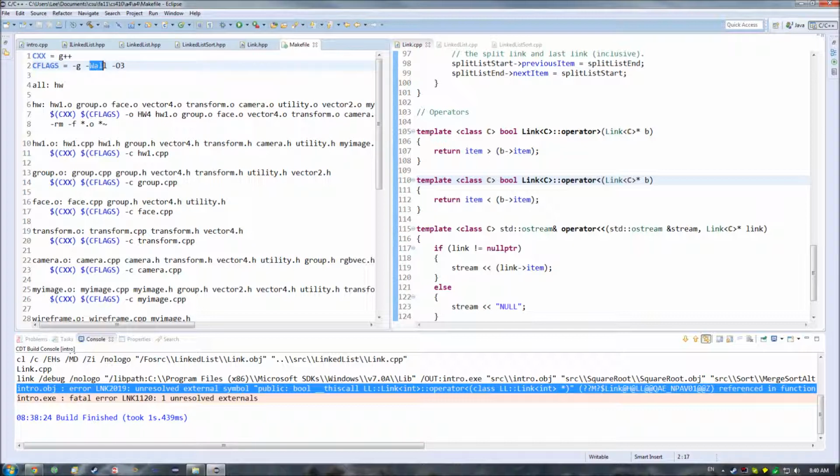So things such as O3 is for optimization, Wall happens to be for basically outputting every single possible error, even those that are just warnings, so that you can see everything that's going wrong with the compilation process. So it's good for finding bugs.